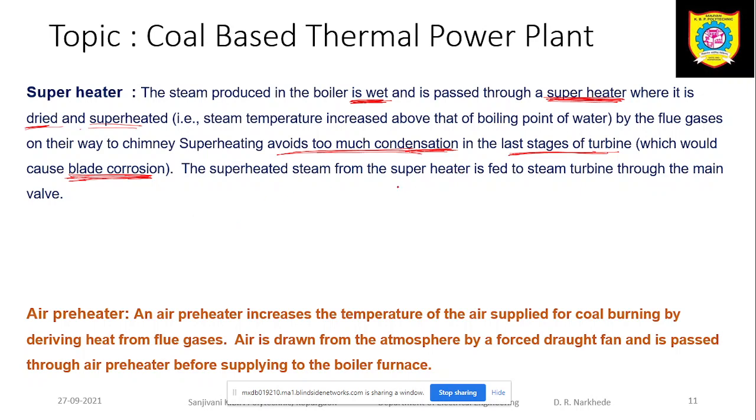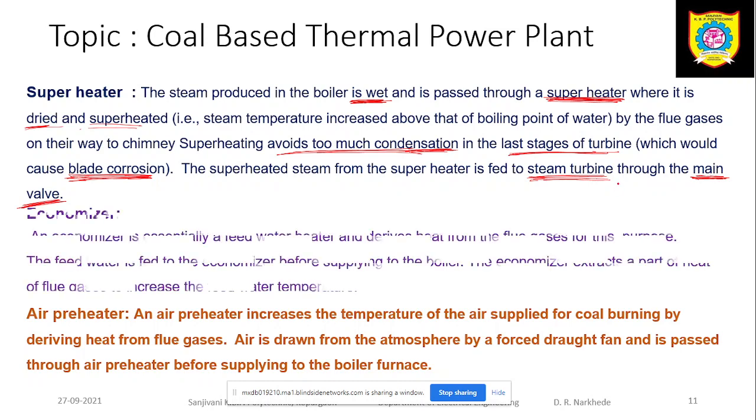The superheated steam from the superheater is fed to the steam turbine through the main valve. We have just discussed that the steam comes from the boiler, goes to the superheater, and from the superheater to the steam turbine. How do we control the steam going to the steam turbine? We control it with the help of the main valve.